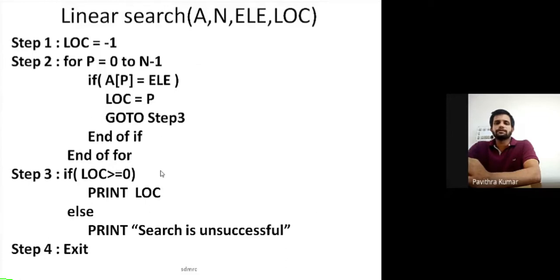I'll give you one example. For example, I have 10 elements. Let them be 1, 2, 3, 4, 5, 6, 7, 8, 9, 10, the element values. For example, I'm checking for the value 6. I'll start with A of 0 and compare it with the searching element 6. Later I'll compare with A of 1, A of 2, and so on.